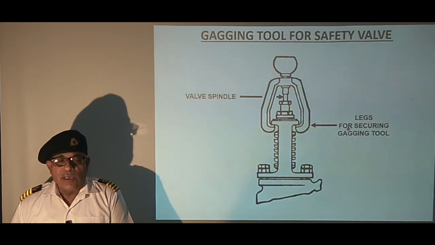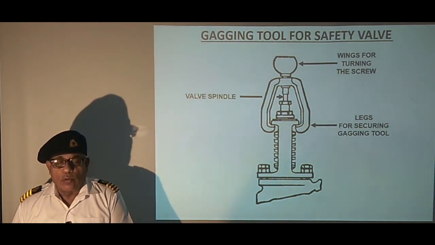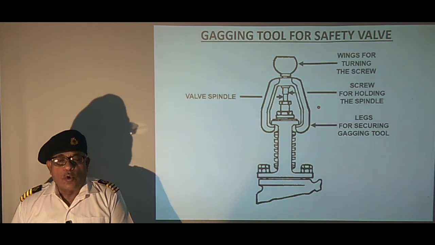It has got two legs for securing it. It has got the wings for turning the screw, and when it is turned clockwise, the screw will come down and press this spindle so that it cannot be lifted anymore. So here we can see the pressed up screw which holds the spindle.